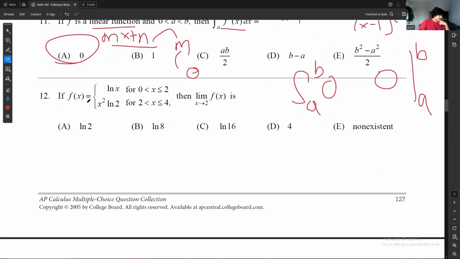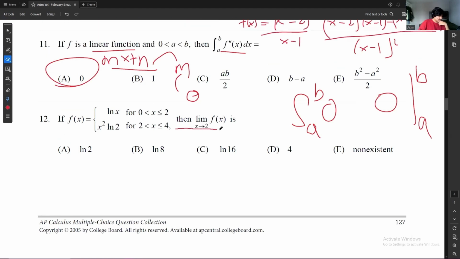Question number 12. If f of x equals this interesting function, then the limit as x approaches 2 of f of x is. Okay, so as x approaches 2, guys, we're first gonna take the limit from the left and then from the right. So first of all, let's make it from the right. If we take this limit from the right, we're gonna have an x value which is greater than 2. So we're just gonna use this function.